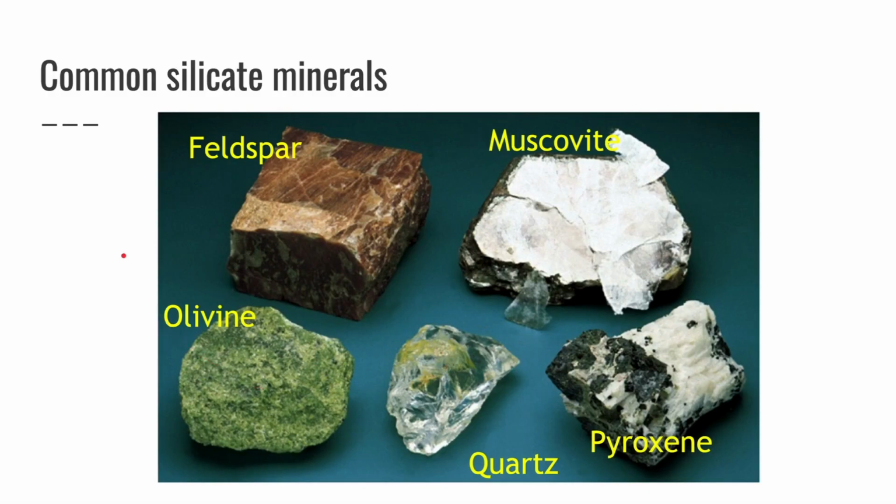A few common silicate minerals that you'll see in your mineral lab are feldspar, muscovite, quartz, olivine, and pyroxene. This is just to show you how rearranging silicate tetrahedra and adding in some other elements can change how your minerals look.